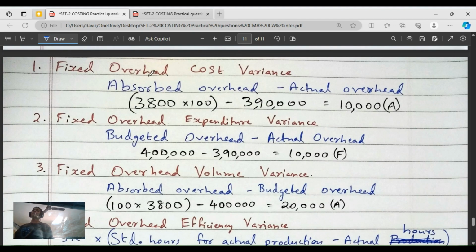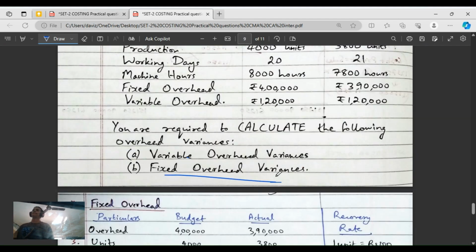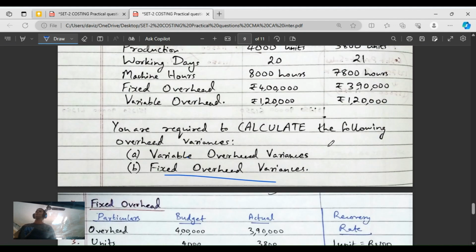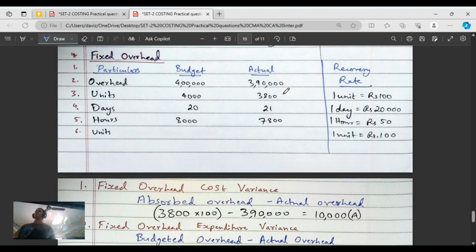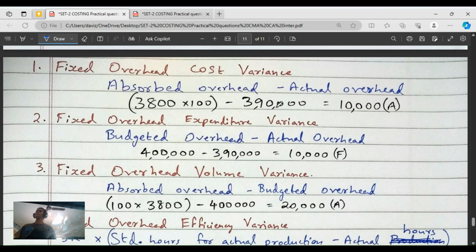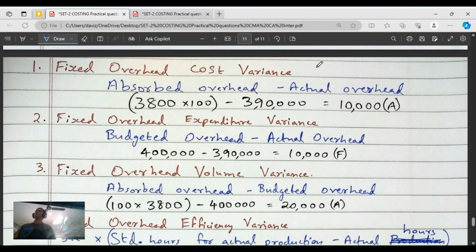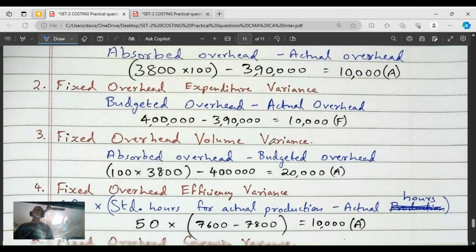Fixed cost, we have to find the fixed overhead cost variance. Fixed overhead cost variance is absorbed overhead minus actual overhead. The absorbed is 3,800 units into 100 rupees, minus the actual overhead, 3,90,000. We got 10,000, which is adverse.